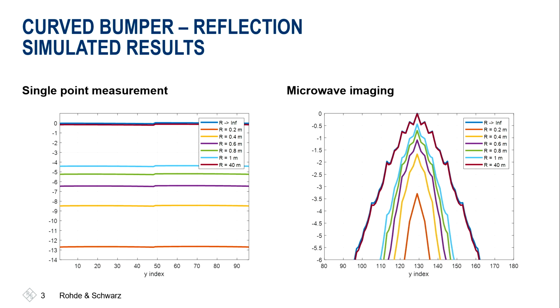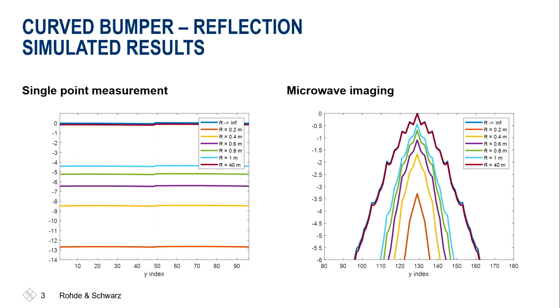So we have simulated the results of a single point measurement, for example, taken with a vector network analyzer or any other single point measurement device, and the results of the microwave imaging. On the left-hand side, the single point measurement, we can see different lines. There's a blue line, which is the radome with infinite radius, so basically no curvature at all. And there's another line depicting the radome with a radius of 40 meters, which is basically the same. So you can see if we normalize on that metal plate, we still have 0 dB. And then depending on the curvature, the reflectivity differs.